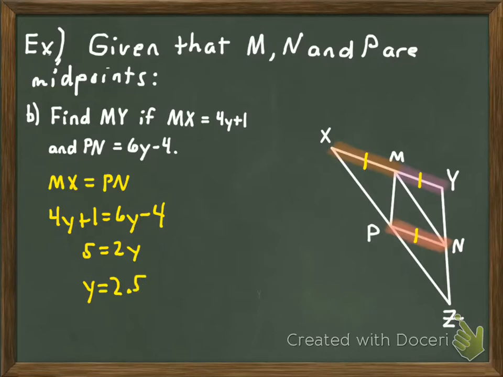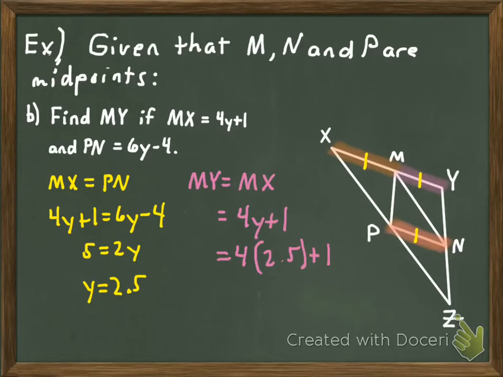And then how do we find the distance from m to y? Well, simple enough. That distance is equal to each of these other distances, and so if we just plug in the value of y that we found either here or here, that will tell us the length of the segment that's written here, as well as then the distance from m to y. Let's do it. I'm just going to use the distance from m to x and say that my equals mx, which is equal to 4y plus 1, which then is equal to 4 times 2.5 plus 1, and that gives you 11.